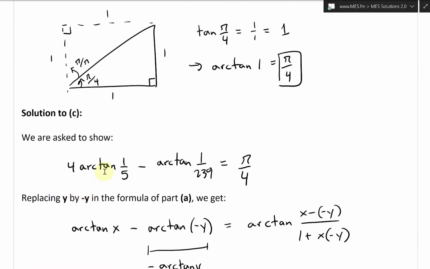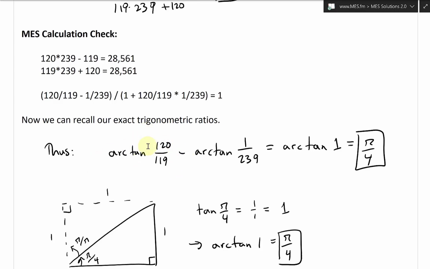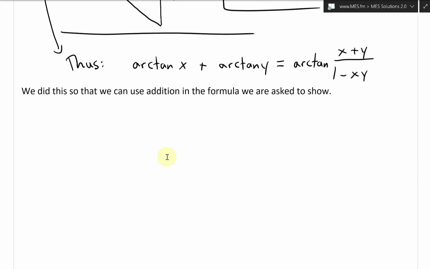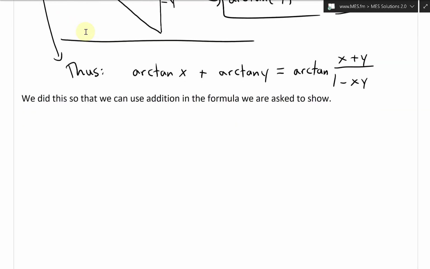So 4 arctan 1 over 5 minus r over here, but we're only worried about this one. So we could use that addition identity, separate this up, and the goal is to make it match up with this arctan 120 over 119. Yes, so let's just write that out. So again, where's this 4 arctan 1 over 5? All right, so let's write that down.